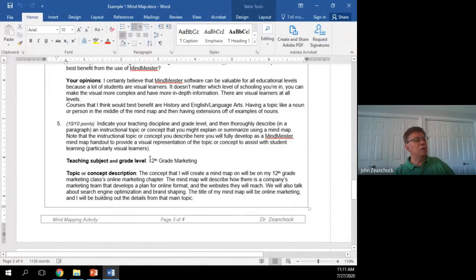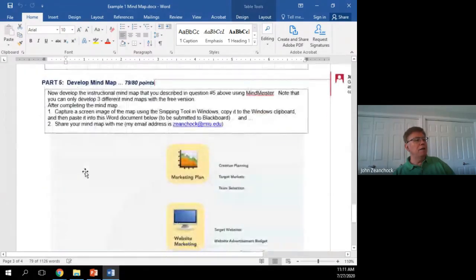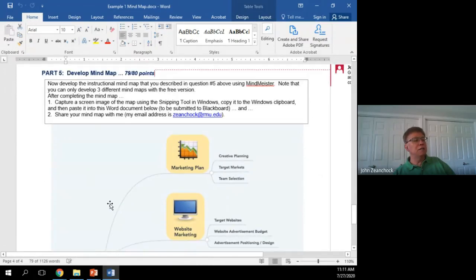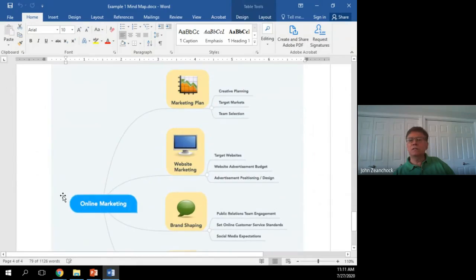So they had to describe their lesson. This person was describing a lesson for a 12th grade marketing class. And they described the concept that they were going to use this MindMeister mind map for. And then here they embedded it in, and it was graded on the basis of 80 points. And here's how their mind map looked, so that they could use it as an advanced organizer for a new chapter that they were starting on online marketing.